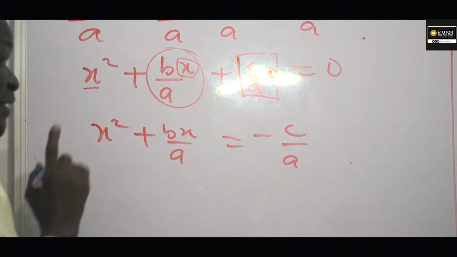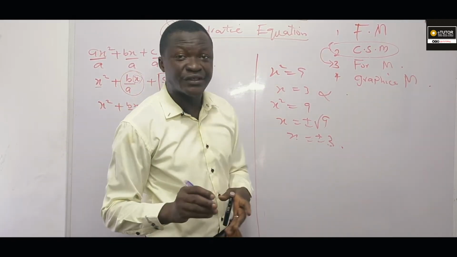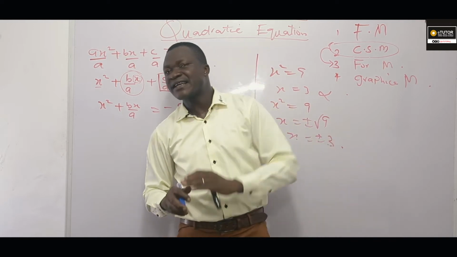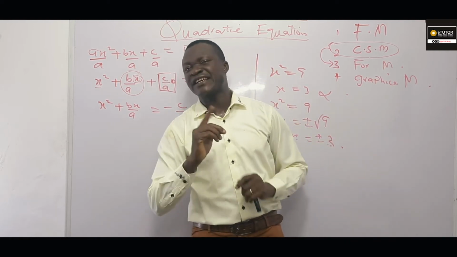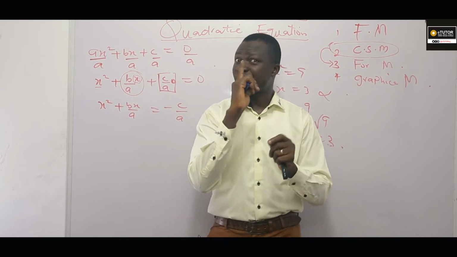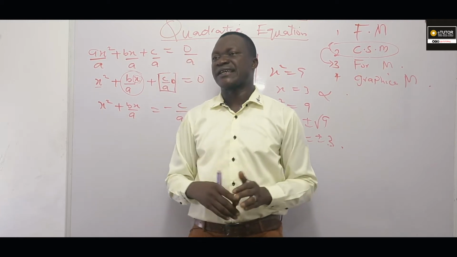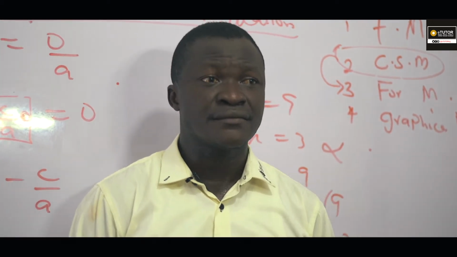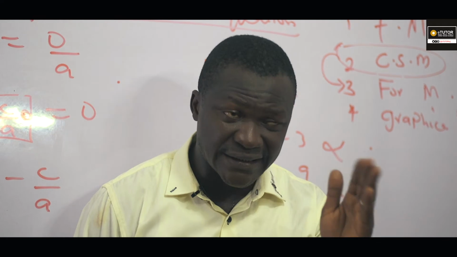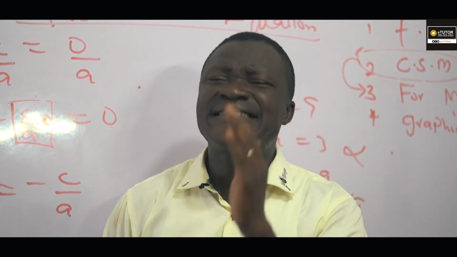That's the second step. Step 3 and step 4 are very, very important. Please take notes. Step 3 says: half the coefficient of x, square it, and add it to both sides. I will say that again in case you are writing. Half the coefficient of x, square it, and add it to both sides.